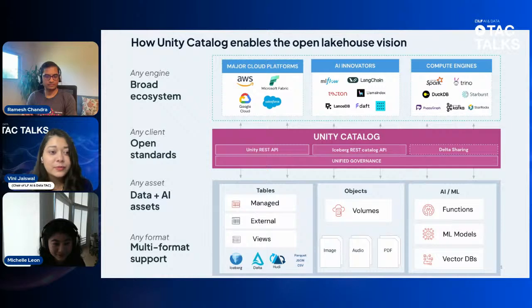Cool. So with that, let's dive into Ramesh. Would you like to add anything else on the technical side of Unity Catalog? Yeah, I think Michelle covered the high level architecture in terms of how we're layering it and how we are thinking about bringing in all the data and AI assets, along with supporting multiple open standards for broad interoperability, right? So I think that covers the vision that we're going for.